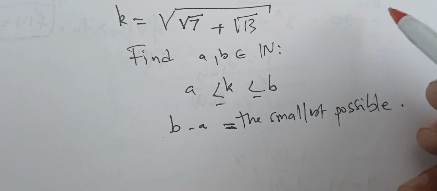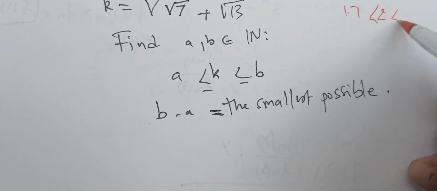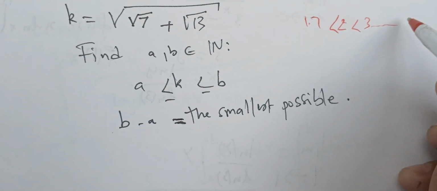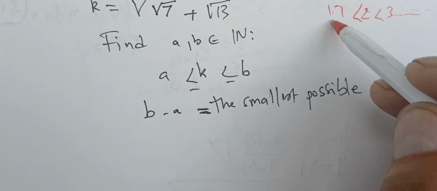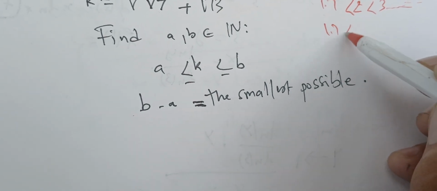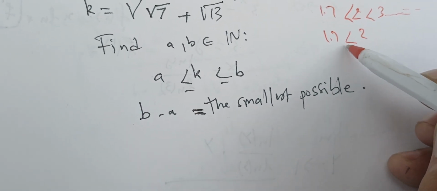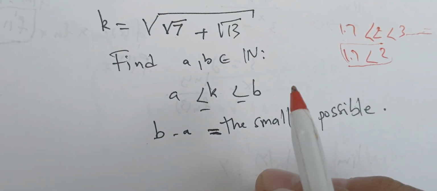Because if we have a number, let's say 1.7, it is less than 2, less than 3, less than any other bigger number, but the best integer that's close to 1.7 is 2. We call that the ceiling, but we are not going to use that here.